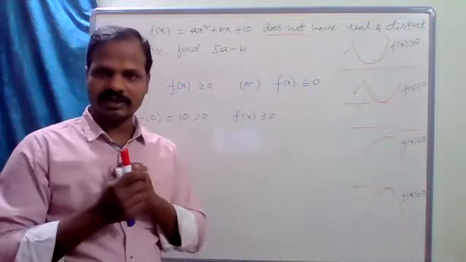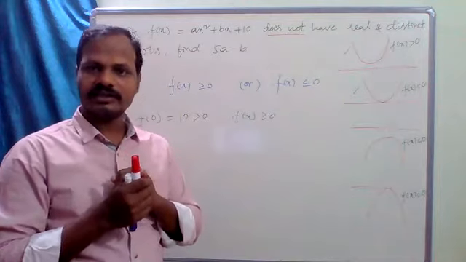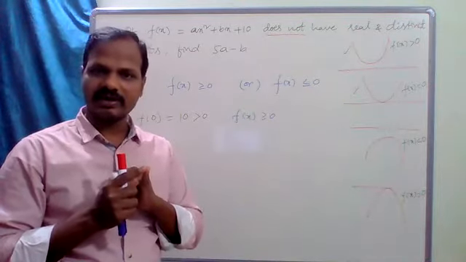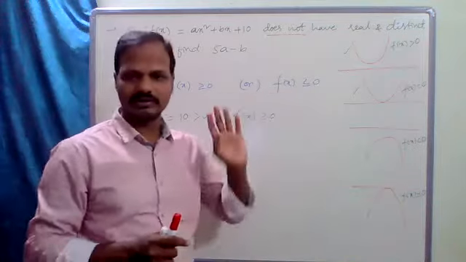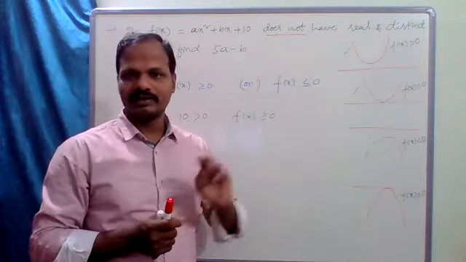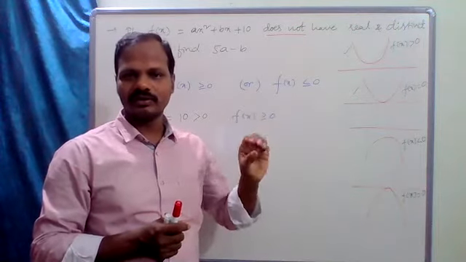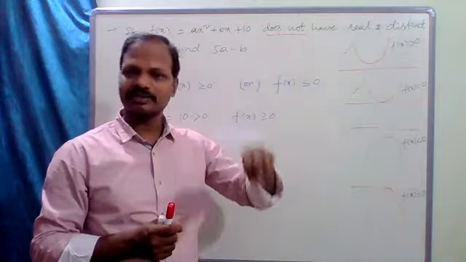The first thing, what is the nature of the function? Either f of x greater than or equal to 0 or f of x less than or equal to 0. So two cases came. To decide which one is correct, we have to check by substituting some value.